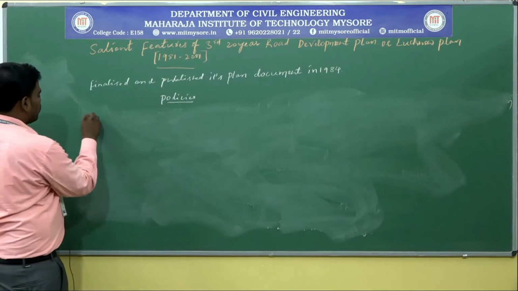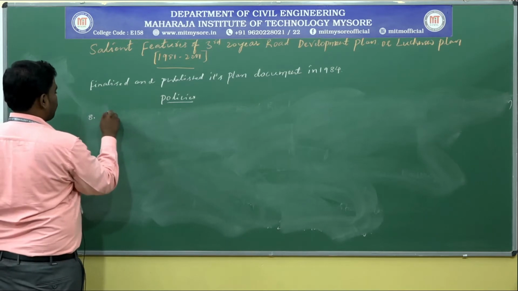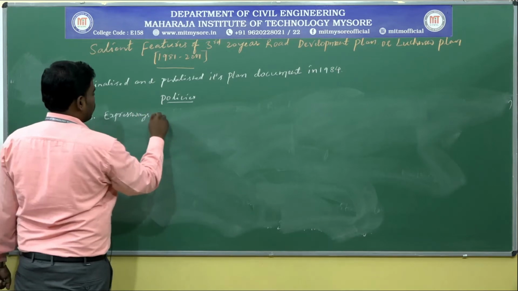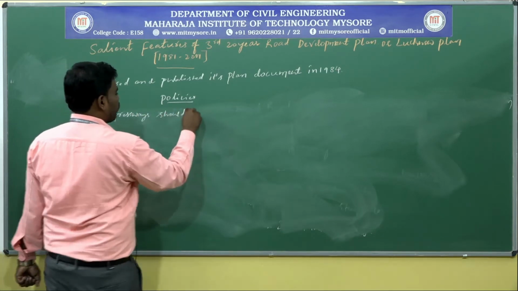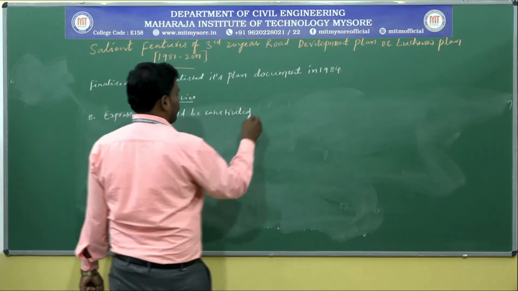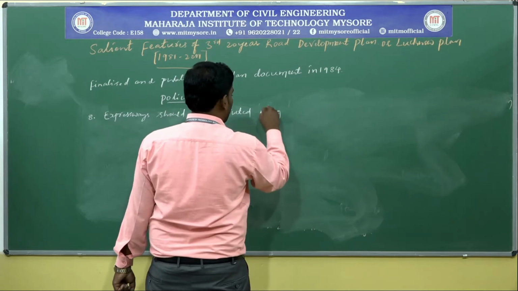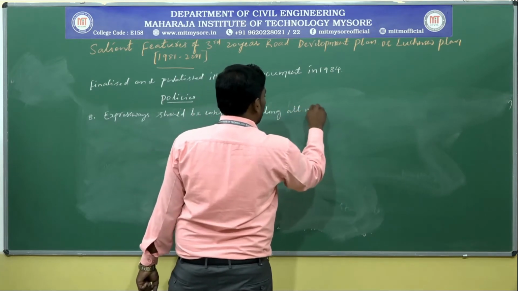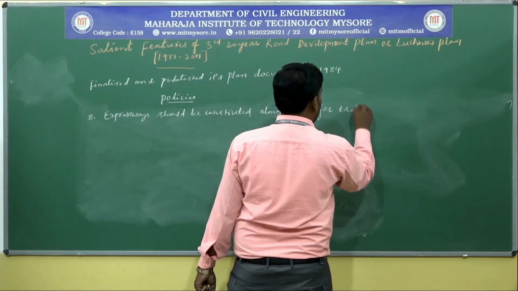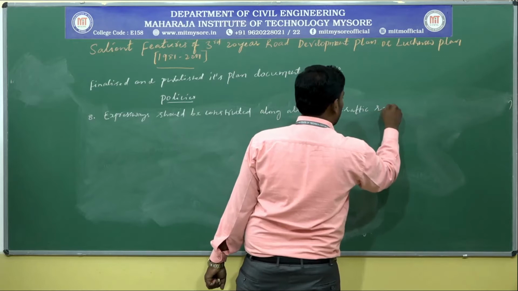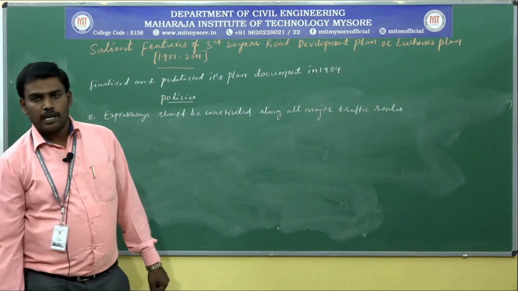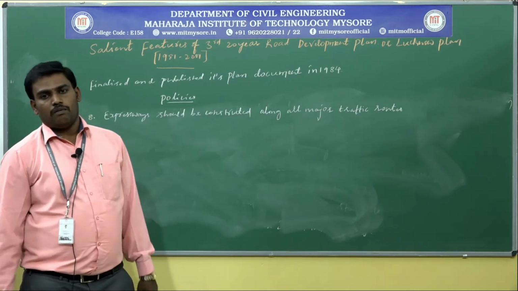Number 8: expressways should be constructed along all major traffic routes. Along all major traffic routes, expressways should be constructed for the speedy movement of traffic.